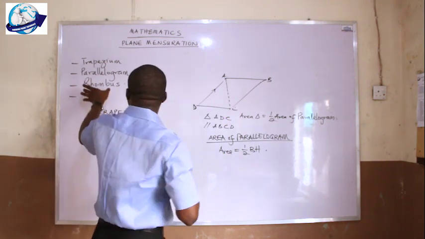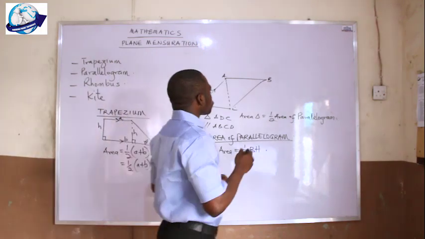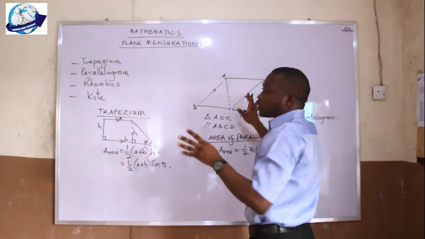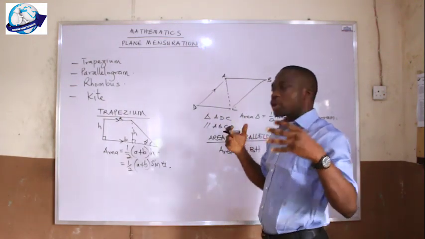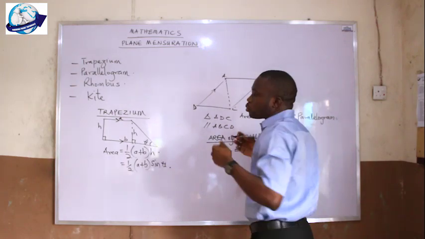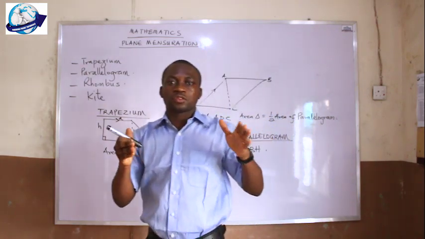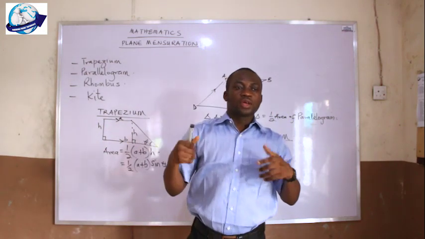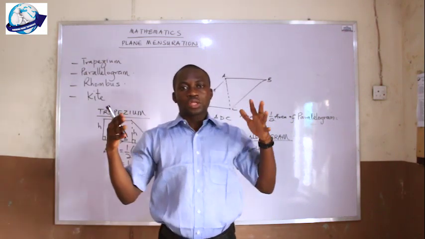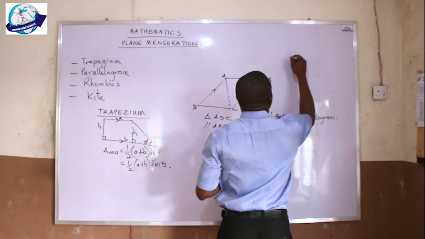But let's look at the rhombus. A rhombus is almost like a parallelogram, but only that all sides are equal. I see a rhombus as a square that is slanted, while I see a parallelogram as a rectangle that is slanted. So let's look at this. This is a rhombus.